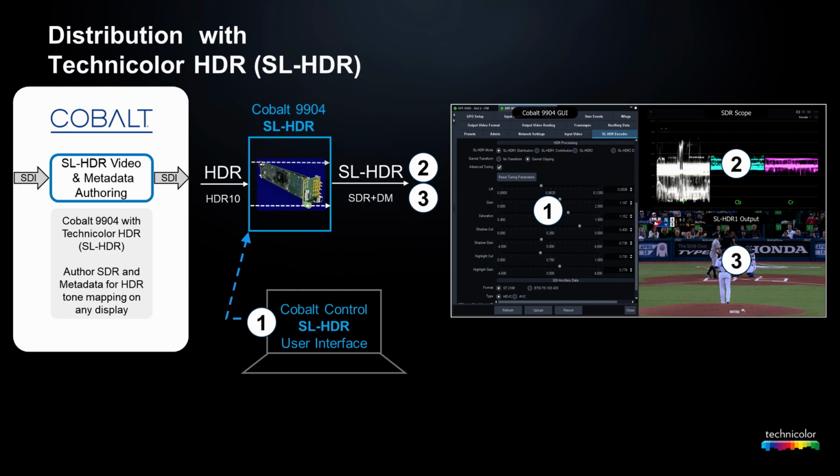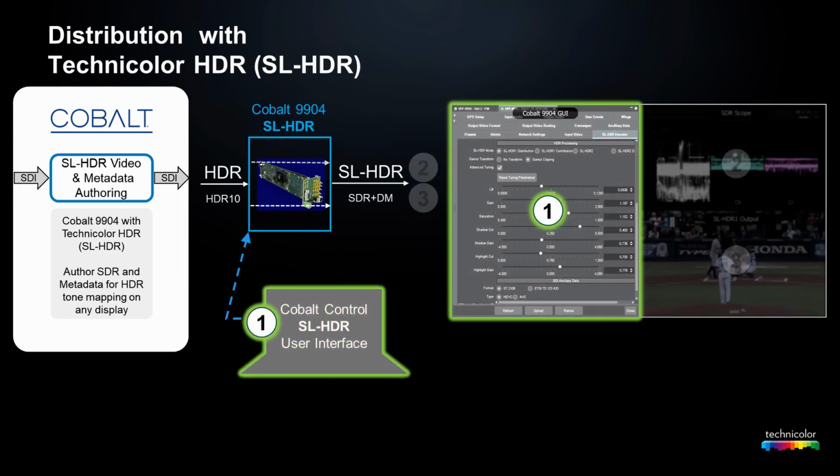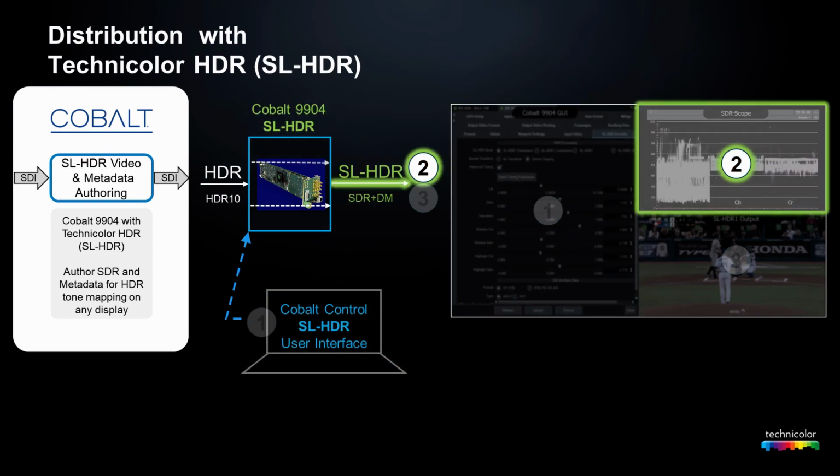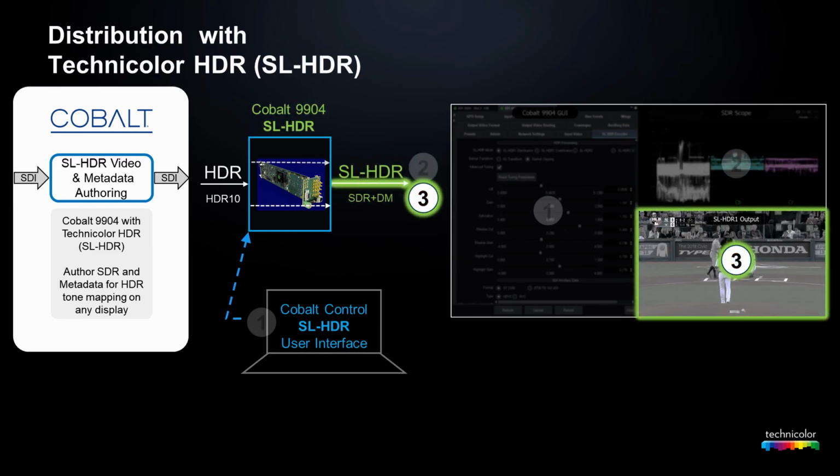To do this, starting from an original HDR video, you can use the SL HDR option on the Cobalt 9904 live conversion card to both generate the high-quality SDR and at the same time the dynamic metadata describing how to reconstruct the original HDR. What you will see in the next live session is then, on the left side, the user interface of SL HDR on the Cobalt card, on the top right, the measured SDR signal, and on the bottom right, the generated SDR video.